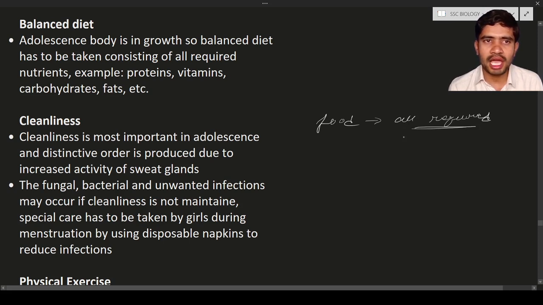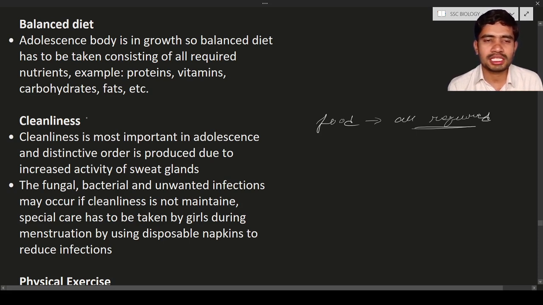Because in adolescence the body is growing, so all the time the growing body needs more food materials: more proteins, more vitamins, more carbohydrates, fats, etc. So this is one of the important points. Adolescents should take a sufficient amount of balanced diet for proper growth and development of the body.